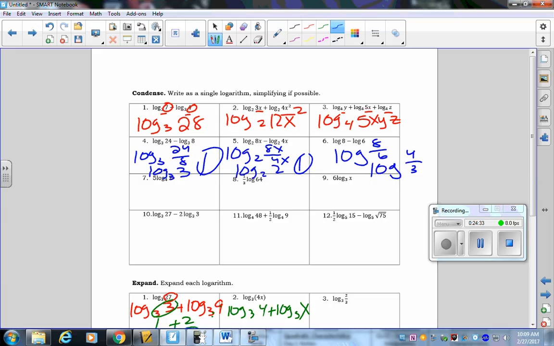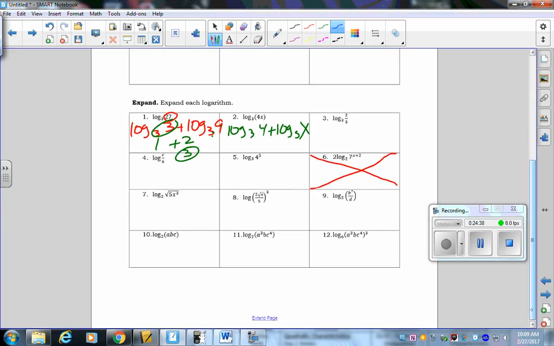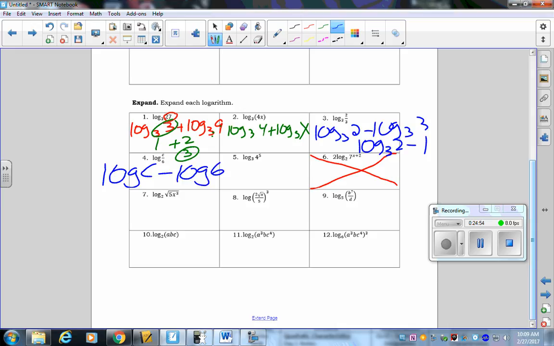Okay, let's go ahead and take a look at the bottom for the expanding part. So here, this one would be log base 3 of 2 minus log base 3 of 3. Well, this can be simplified, so it's log base 3 of 2 minus 1. Number 4 is just log base 10 of c minus log base 10 of 6. Nothing else I can do.